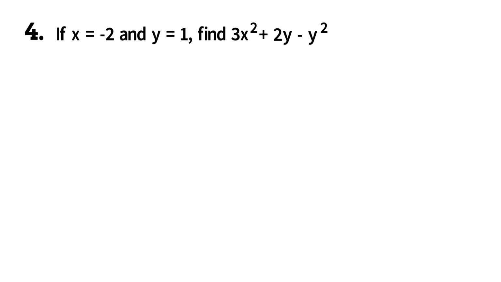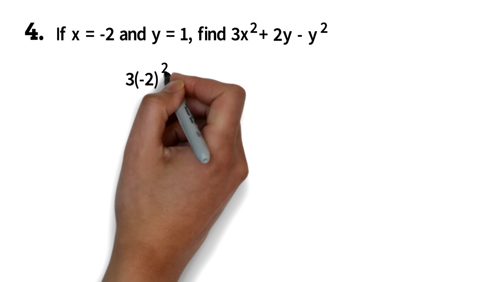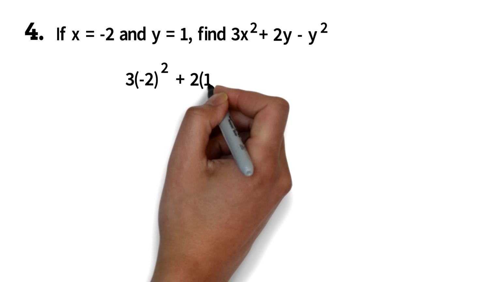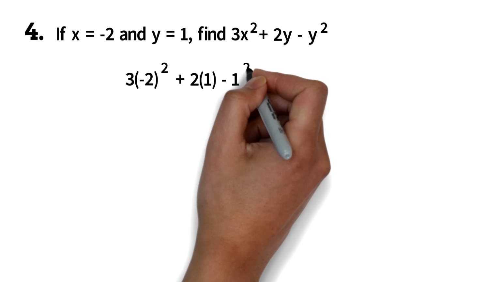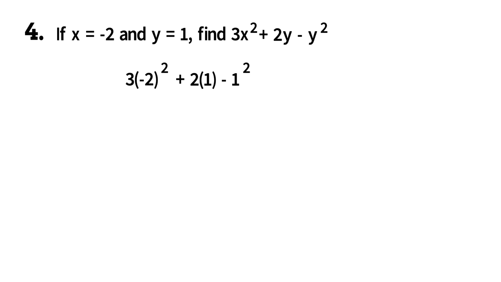So we have 3 times (-2) squared plus 2 times 1 minus 1 squared. I just replaced the x with -2 and the y with 1. Please note, I use parentheses for the -2. This is to make sure I square the negative also, not just the 2. If you have (-2) squared, this is not the same as -2 squared. If you do not understand this statement, ask the question in the comments section and I'll explain it further.